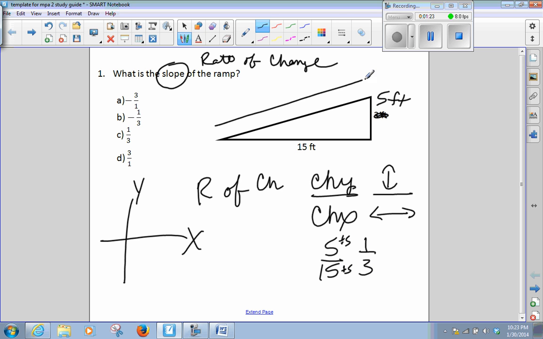And this is slanting upwards. You always go from left to right, just like words on a page. So from left to right, it's going upwards. So it's going to be a positive 1/3, which means that your answer should be C for number 1.